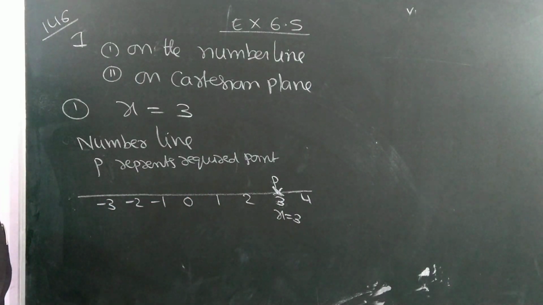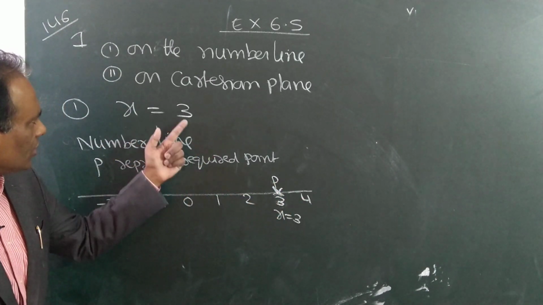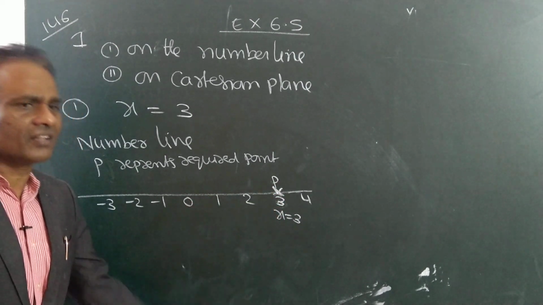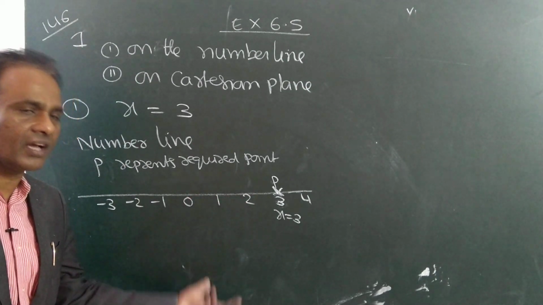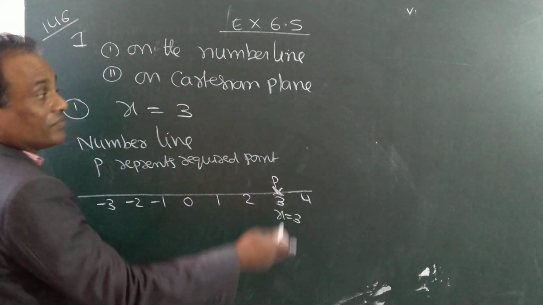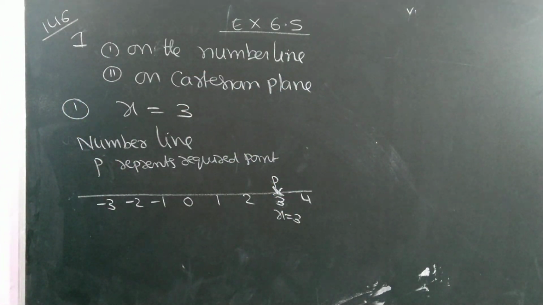All problems are the same model. Number line means only draw the line. If it is 3, at 3 you mark the point. That is the answer. Suppose it is 2, at 2 you mark the point. That is the answer. Next. Cartesian plane means our x-axis, y-axis, that is called a Cartesian plane.